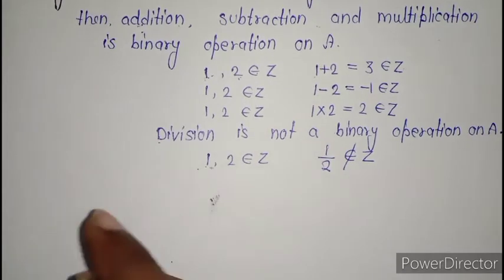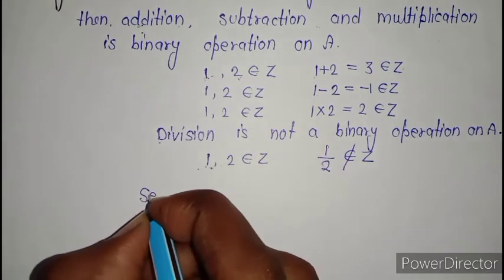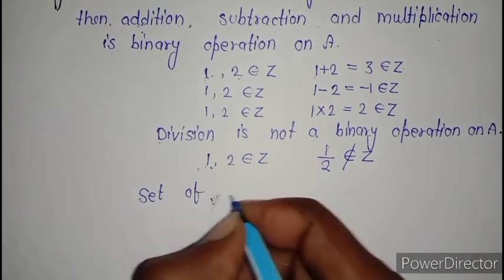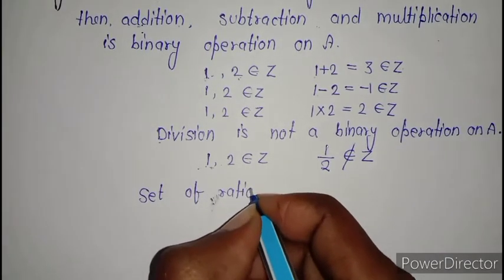Suppose I take the set of rationals. This is represented by Q.